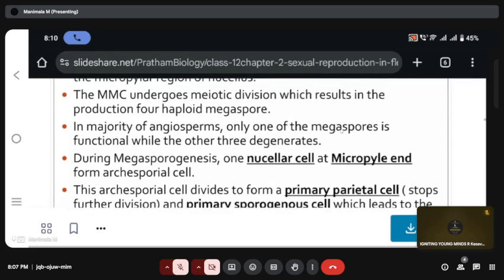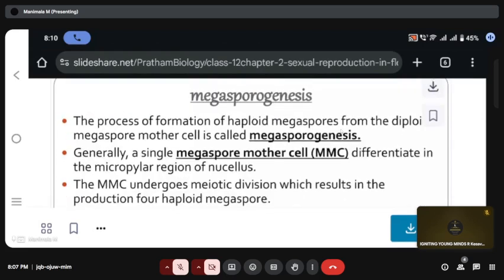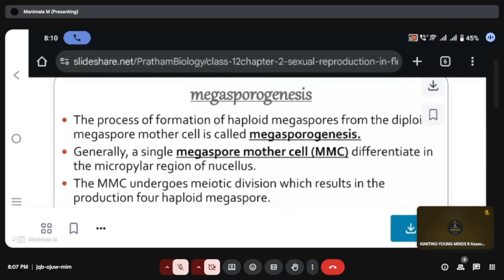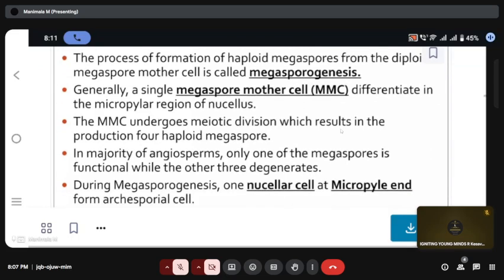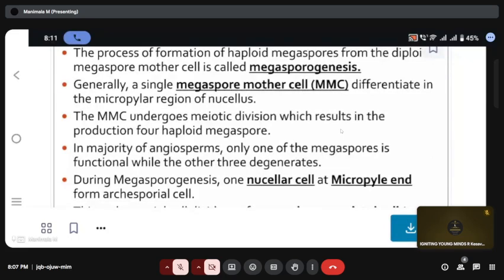Yes, ma'am. Okay, what is the first one? From the ovule, megaspore mother cells are formed, right? So what happens to the megaspore mother cell? It undergoes what division? Meiotic division. During meiotic division, how many haploid cells are formed? Four are formed. Of the four, how many are functional? How many will disintegrate? Three disintegrate, one is functional. Okay.